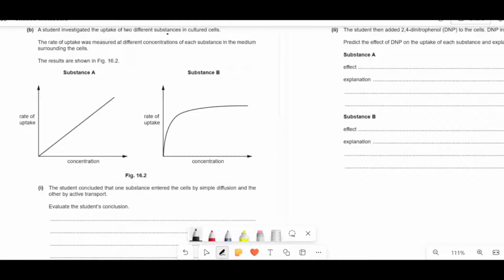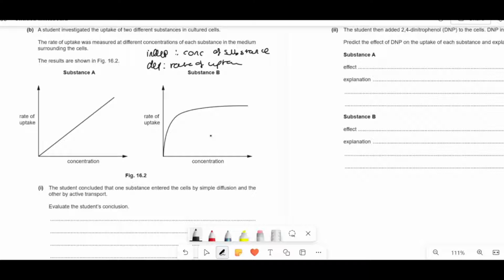So a student investigated the uptake of two different substances in cultured cells. The rate of uptake was measured at different concentrations of each substance in a medium surrounding the cell. So just think of your independent and your dependent variables real quick. Your independent variable is the concentration of substance, and your dependent is the rate of uptake. And the results are shown here.